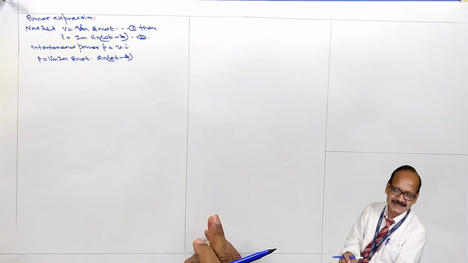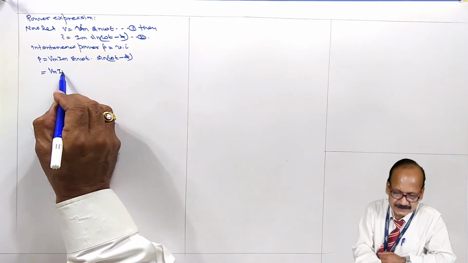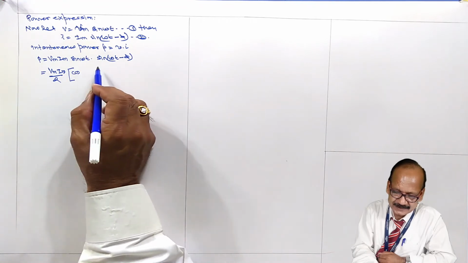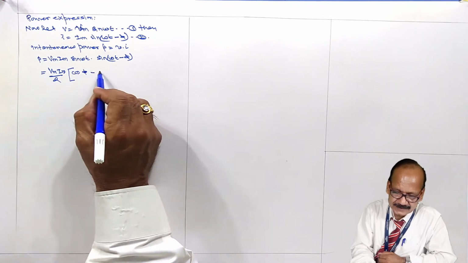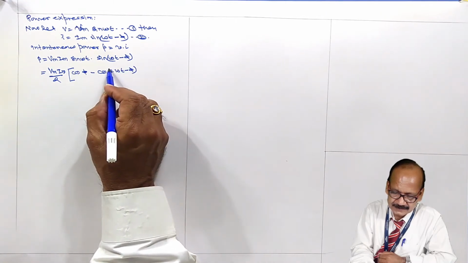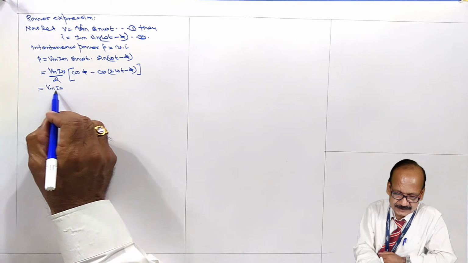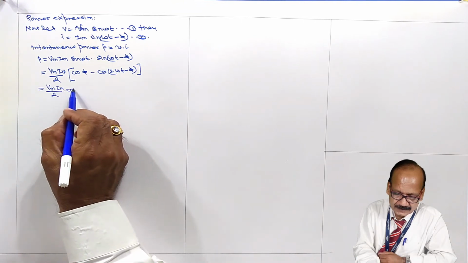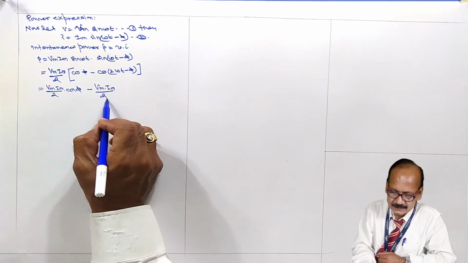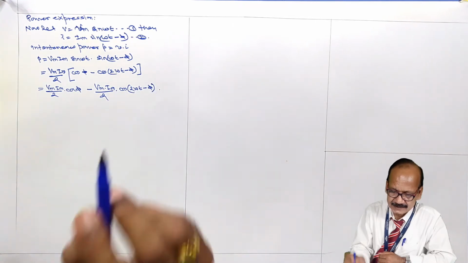Now this is as good as sin A into sin B. Therefore its formula will become V max I max upon 2 into bracket cos A minus B, which means cos phi, minus cos of A plus B, which is cos of twice omega t minus phi. Therefore this is equal to V max I max upon 2 into cos phi minus V max I max upon 2 into cos of twice omega t minus phi.